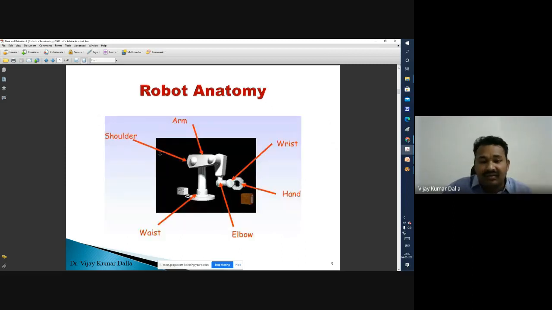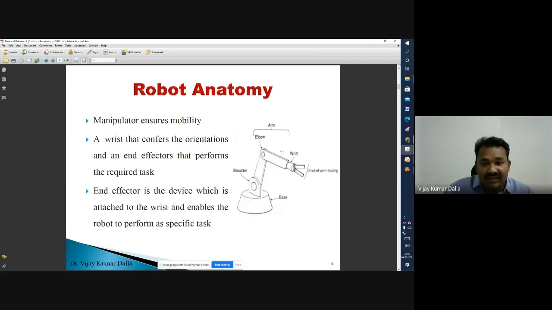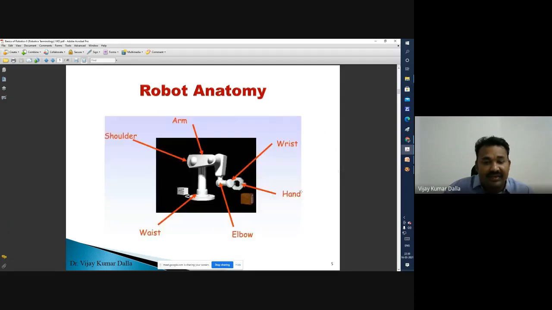This can also be visualized in another picture, if we start from the waist, shoulder, arm, elbow, wrist, hand. The arm is made of elbow and wrist. This can be seen here. The arm consists of elbow and wrist.